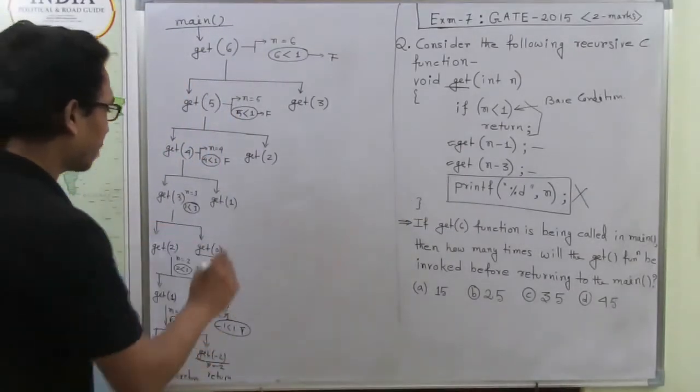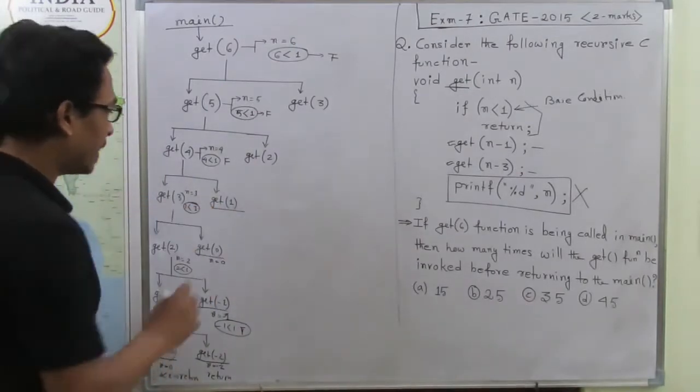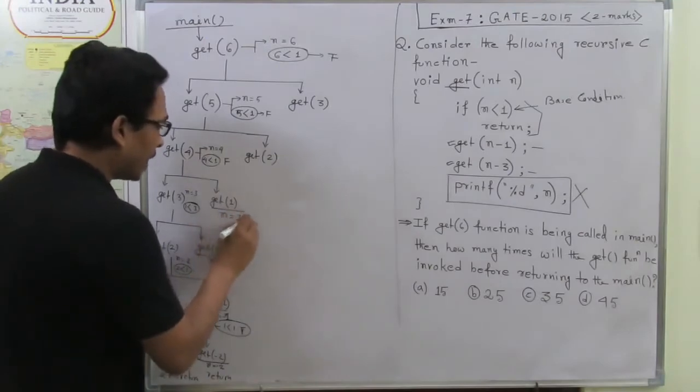Now in this case, what is the value of n? Yeah, true. What is the value of n? The value of n is 1.